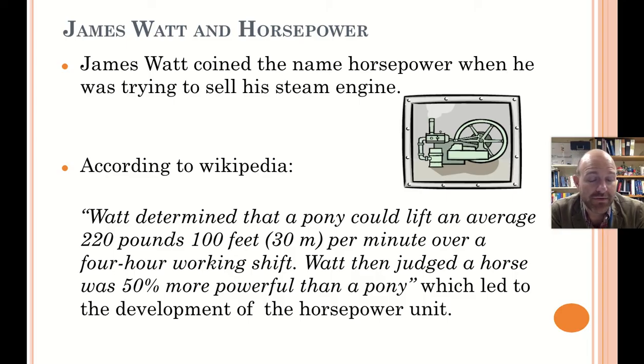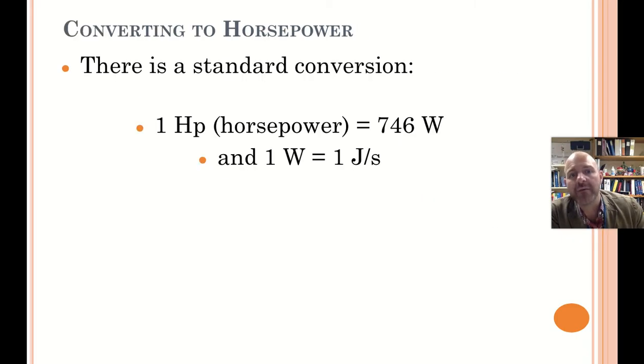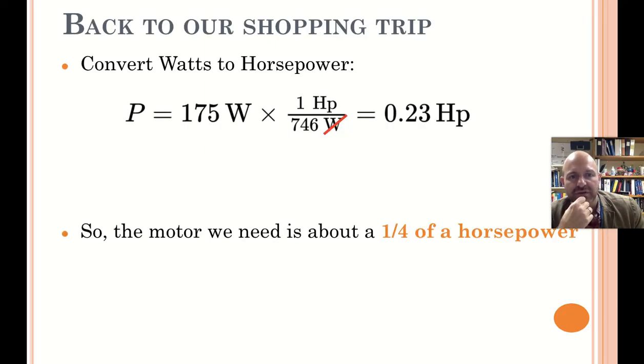I have no idea where any of this came up, or how he came up with any of this, but suffice it to say, it was an estimate of comparing a machine to an animal. Nowadays, we just say horsepower is standardized to equal 746 watts. Reminder that a watt is a joule per second. So we can just use this conversion.